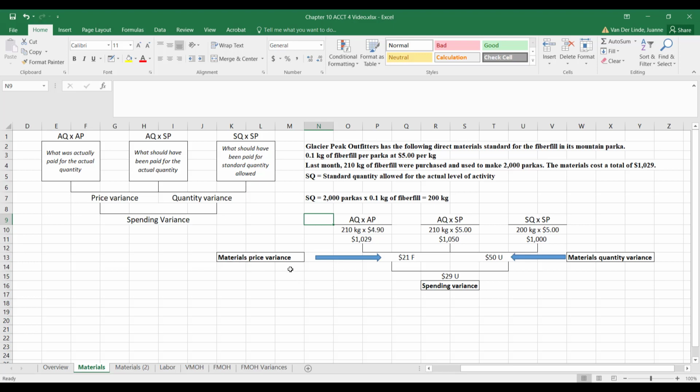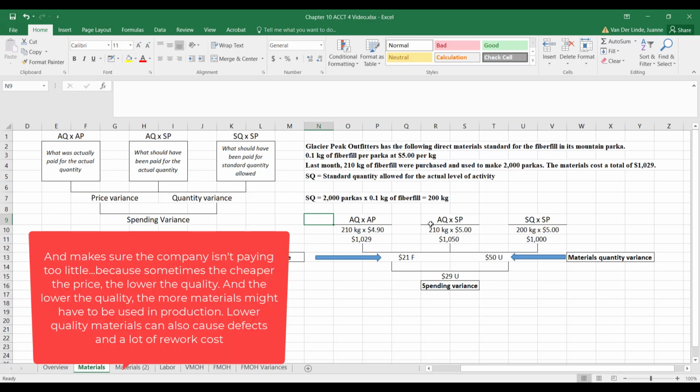All right, so let's just take a look at who's responsible for these kinds of variances. Generally speaking, the materials price variance will be the responsibility of the purchasing manager, the person responsible for purchasing materials. They're the ones responsible for keeping an eye on prices and making sure that the company isn't paying too much. So they're the ones that would be responsible for this price variance here.